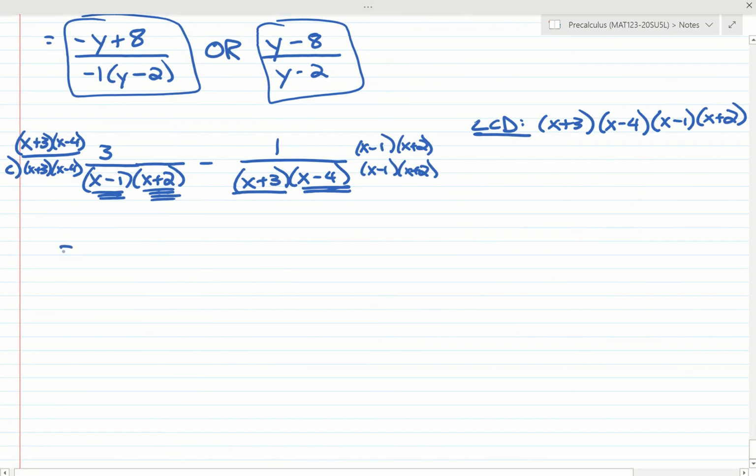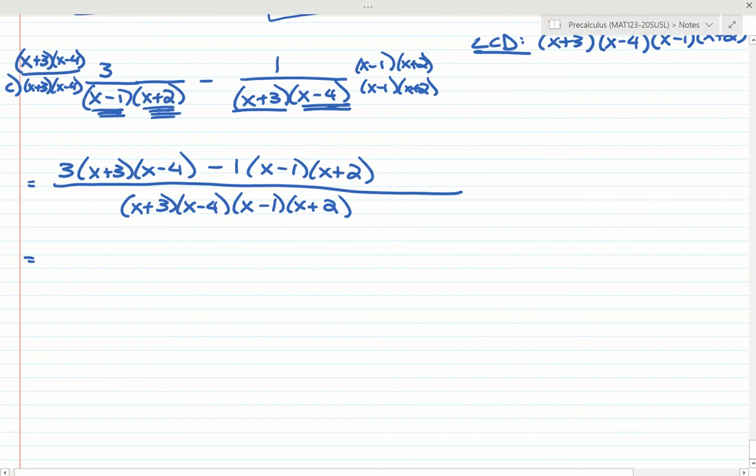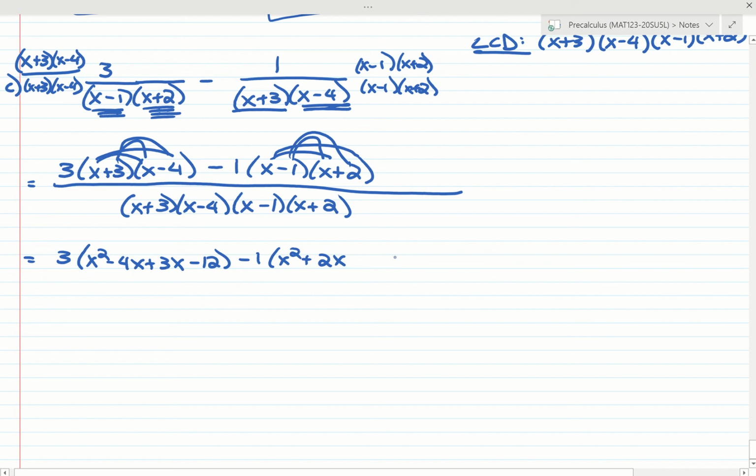Let's see what we get here. So we're going to have 3 times x plus 3 times x minus 4. They're going to have the same denominator, so we could just go ahead and combine them. And then we're going to have minus 1 times x minus 1 times x plus 2. So now let's multiply the top out. We're going to have to distribute here and here, and then we'll distribute the constant in front. This will just be x squared minus 4x plus 3x minus 12, minus 1 times x squared plus 2x minus x minus 2.